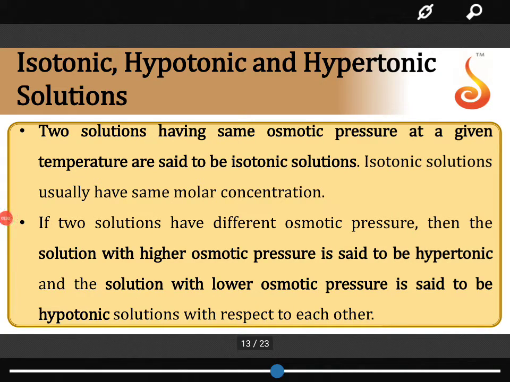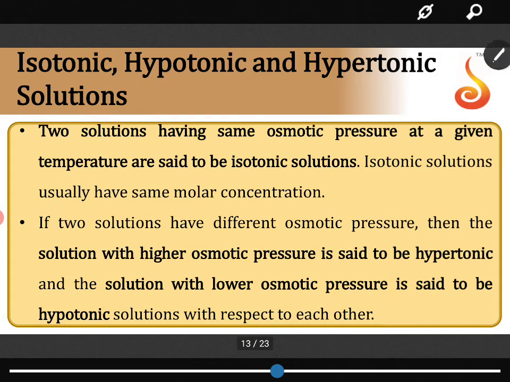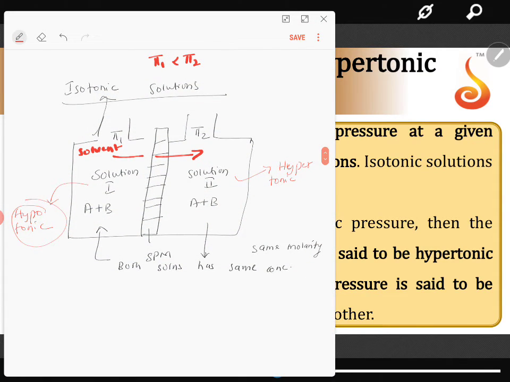Let me explain to you how hypertonic and hypotonic solutions are associated in the human body. With respect to this, you can get a lot of questions in the competitive part. This is a very important part.